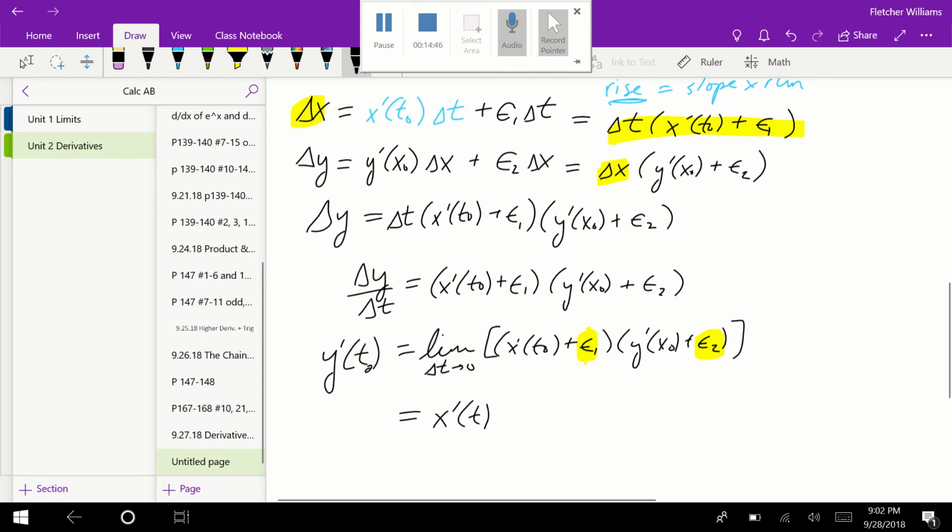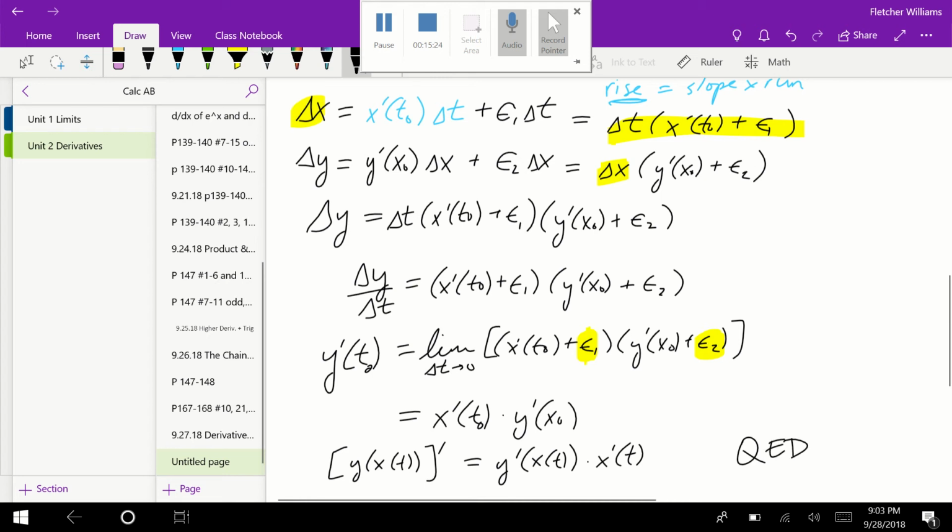Well, I guess I should label everything. It's y prime of t naught, x prime of t naught times y prime of x naught. And generally then, what that would mean is that the derivative of y of x of t is simply equal to y prime of x of t times x prime of t.